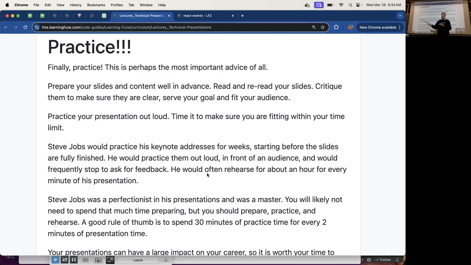Hopefully you'll be given enough time to do that. You don't always have it, but you do the best you can. Prepare it well in advance and then read over it again and again and again.